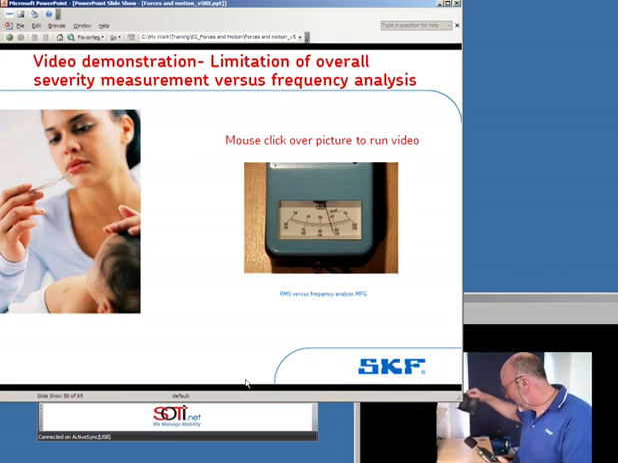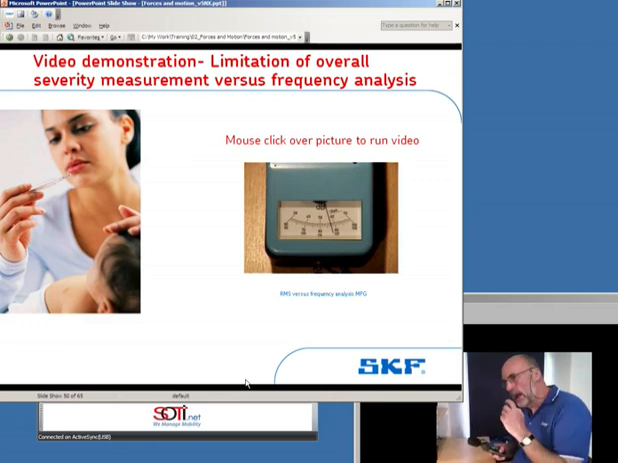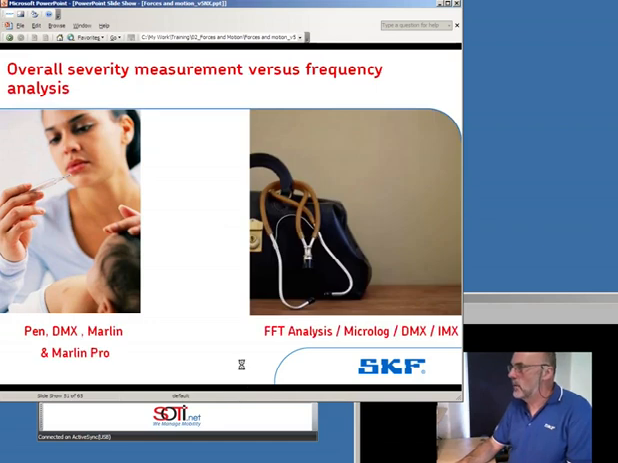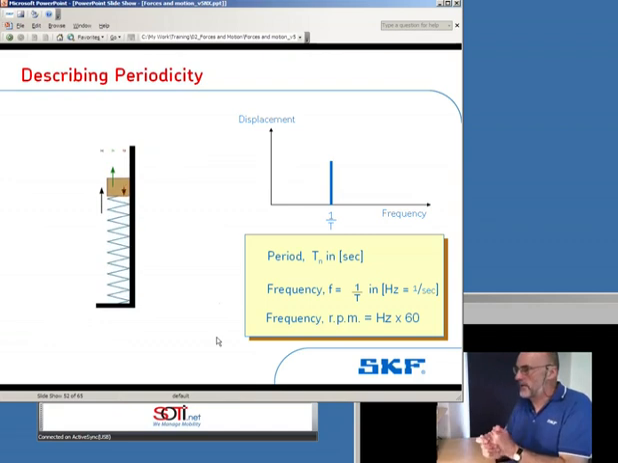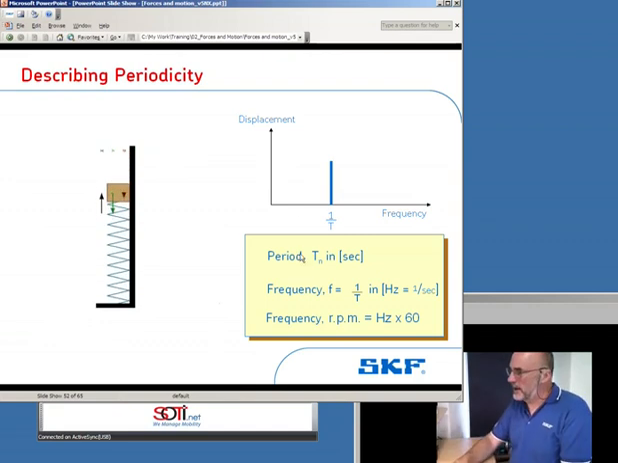So this is another demonstration of how the overall reading can be fooled by a tonal signal that is tiny in relation to a bigger signal. And that will become apparent when we do a frequency analysis. So the last thing we need to learn about, I'm going to be finished by 10 past, I'm sorry I'm overrunning. The other aspect that I've kind of glossed over in our frequency spectrum is the periodicity.